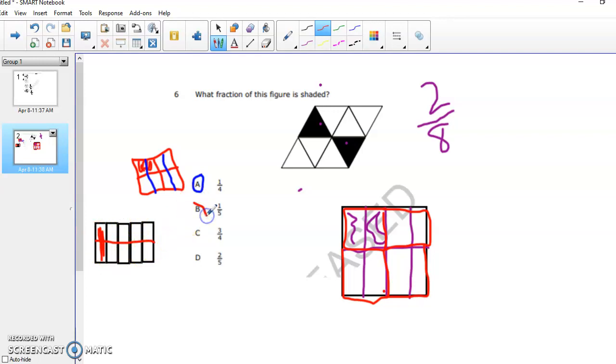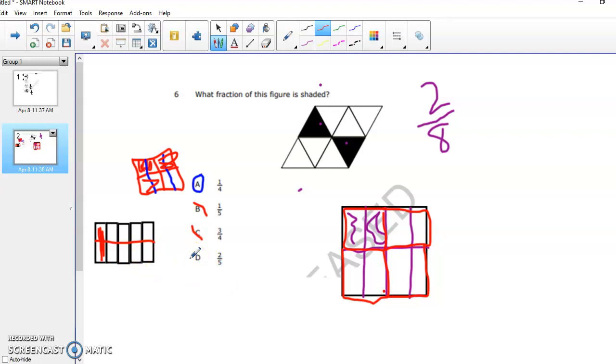So that won't work. Here, 3/4. Well, I took 4 pieces already. If I would have shaded 3/4 of them instead of 1/4, then I would have this much shaded, and that's way more than 2/8. That's 1, 2, 3, 4, 5, 6/8. So it can't be C. And then 2/5, I'm going to have the same problem again that I had here with the fifths.